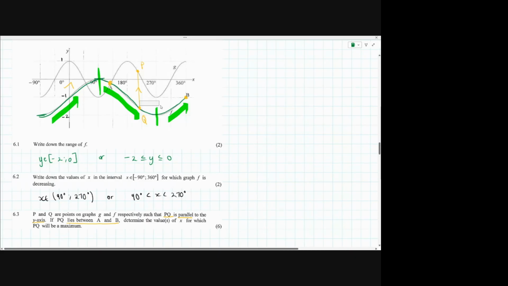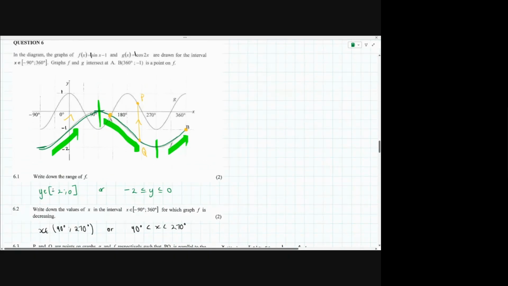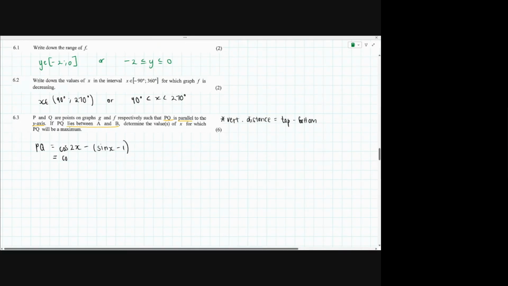Right. So PQ, somewhere between these two graphs, I want to know where it is at its maximum length. So guys, the first thing to remember is any vertical distance is determined, particularly when we're talking about graphs or functions, by taking the top function and subtracting the bottom function. If it's just between 2 points, top y value minus bottom y value. So the distance PQ would be found by taking my top graph, which is G, which was cos 2x, minus my bottom graph, which was sine x minus 1. This expression will give me the distance PQ. If I simplify, cos 2x minus sine x plus 1. And I now need to start figuring out what's happening here.